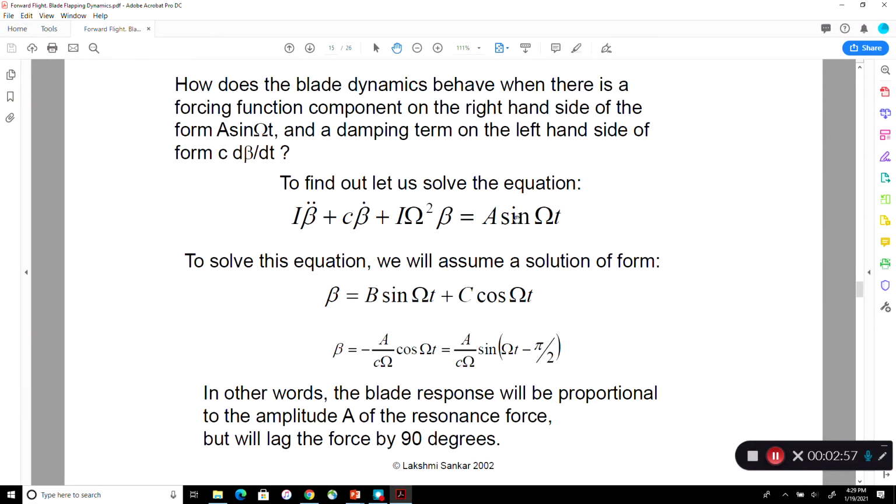When you do that, it can be easily shown that beta equals the forcing amplitude divided by the damping constant C times the natural frequency omega in radians per second, times cosine of omega t with the minus sign here. This minus sign can be written as sine of omega t minus pi over 2. So this is the expression that you would get. Force varies as sine of omega t. The response is taking place 90 degrees later.